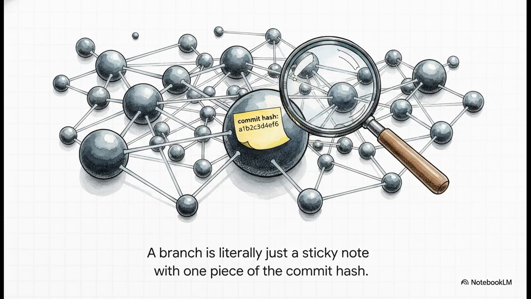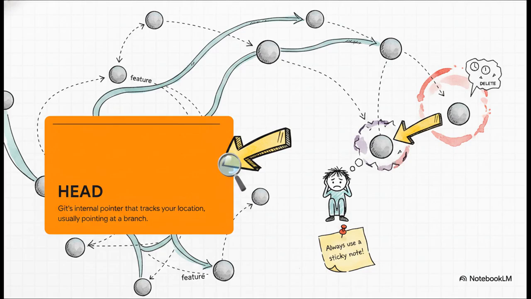Okay, so we've got commits and we've got branches pointing at those commits. But how does Git actually know where you are in this giant tree? Well, meet HEAD. HEAD is Git's internal pointer that tracks your current location.